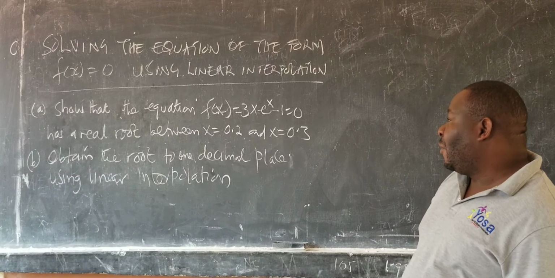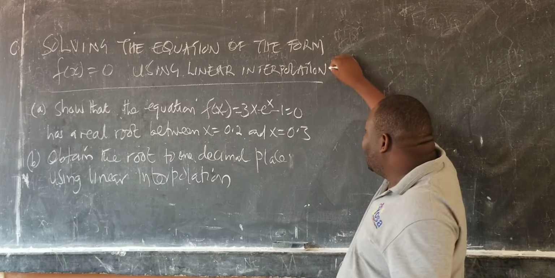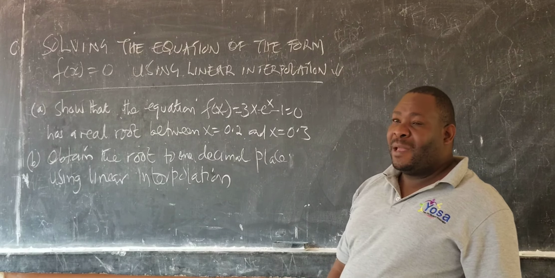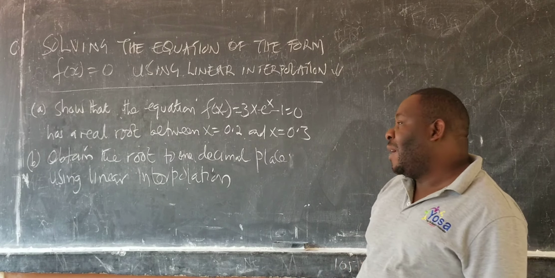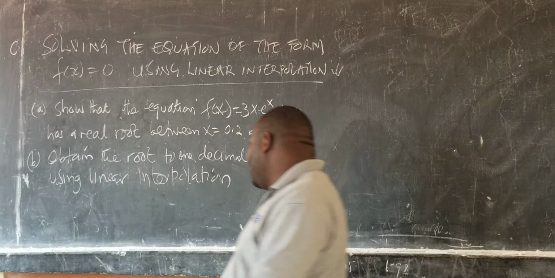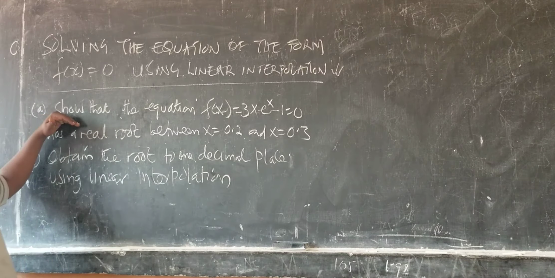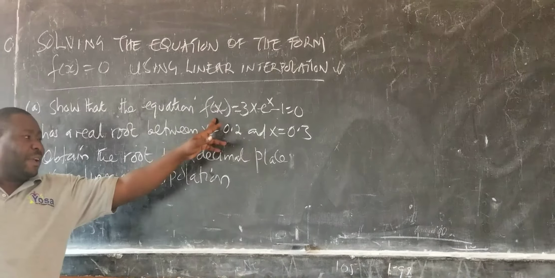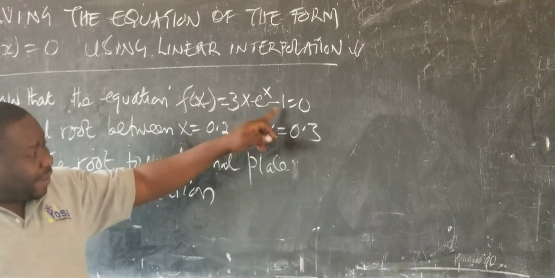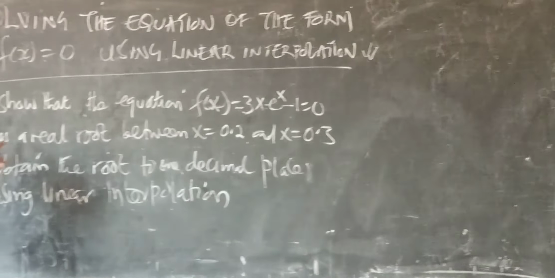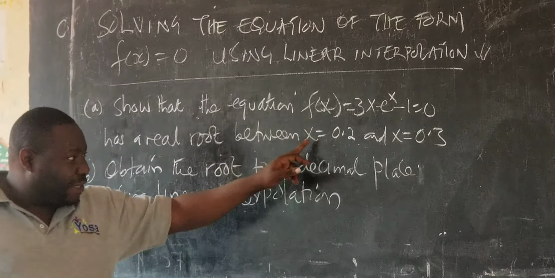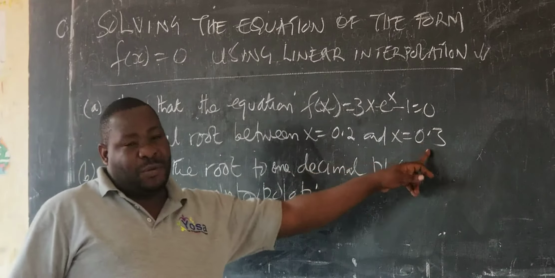We shall also look at how you can find the roots of these other equations. One of the methods that we are going to discuss is using the linear interpolation to obtain the roots of the equation. Now when we look at this question, it says: show that the equation f(x) = 3xe^x - 1 = 0 has a real root between x = 0.2 and x = 0.3.